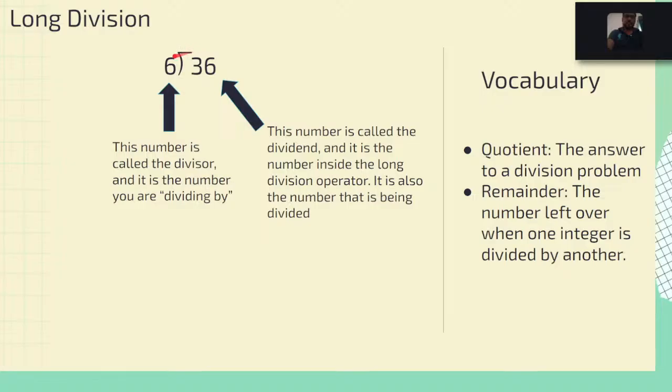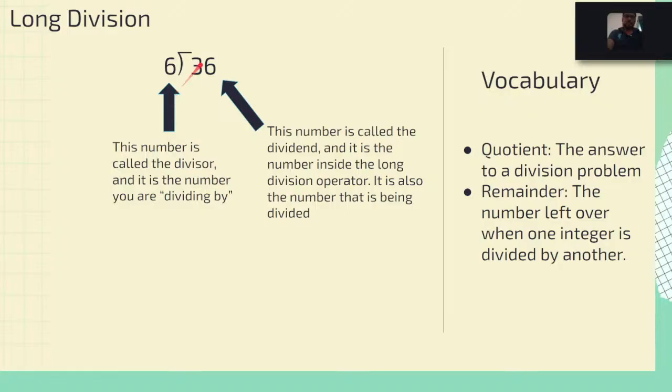36 divided by 6. Before we begin the example problem, let's look at some vocabulary. Quotient, the answer to a division problem. Remainder, the number left over when one integer is divided by another. Right here we have 36 divided by 6. This number is called the divisor, the number outside the long division sign. It's the number you are dividing by.